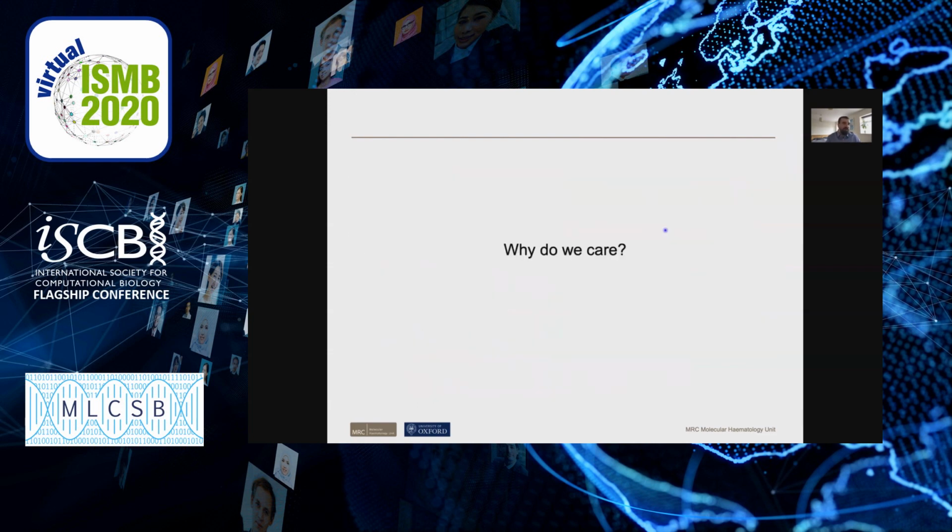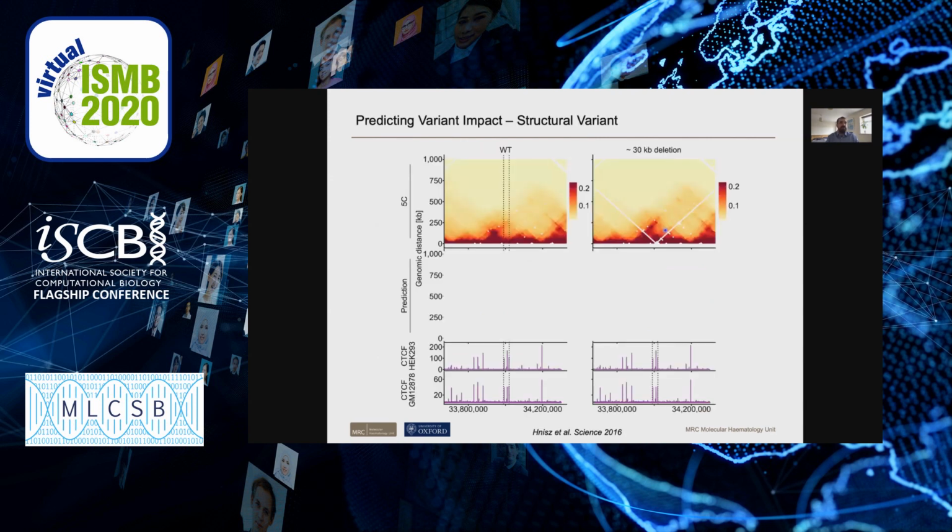Now, why would we care about a model like this? Because we can do predictions of the impact of variants on genome architecture with a model like this. For example, structural variants. Using an example from Hnisz and colleagues from 2016, what they did is, using CRISPR-Cas9, delete a 30 kb fragment that contains 4 CTCF sites, and then using 5C, which is just another proximity ligation assay as far as we're concerned now, showed that when you delete those 4 CTCF sites, this chunk, you can observe that you have 2 domains in the wild type, and then upon deletion, you get a merging of those domains into a broader, bigger domain.